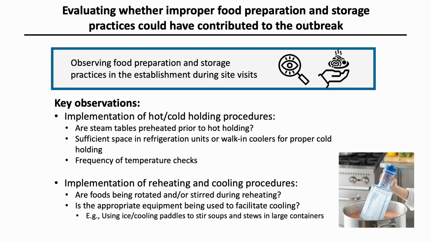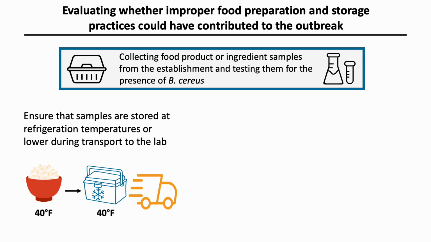Additionally, environmental health investigators should examine how procedures for reheating and cooling are being implemented in the establishment. For example, are foods being rotated or stirred during the reheating process to ensure even distribution of heat throughout all parts of the food? And is the appropriate equipment being used for facilitating cooling? For example, for some foods such as soups and stews in large containers, using ice or cooling paddles may accelerate the cooling process.